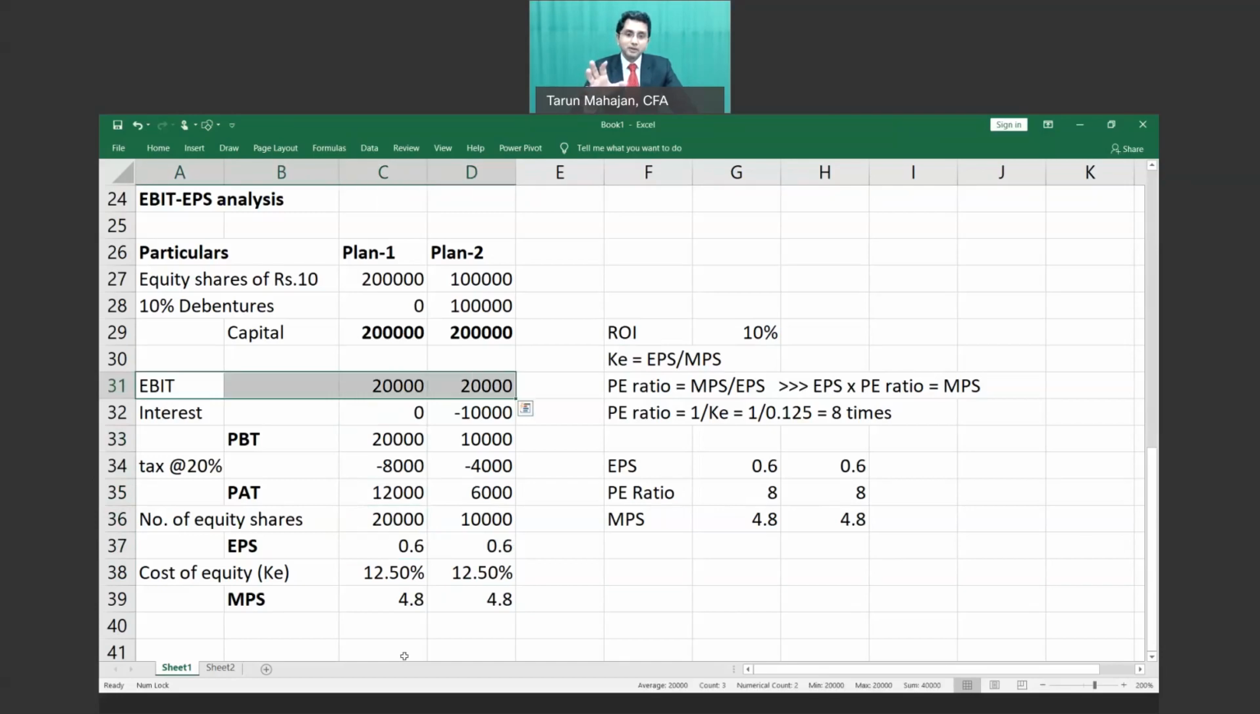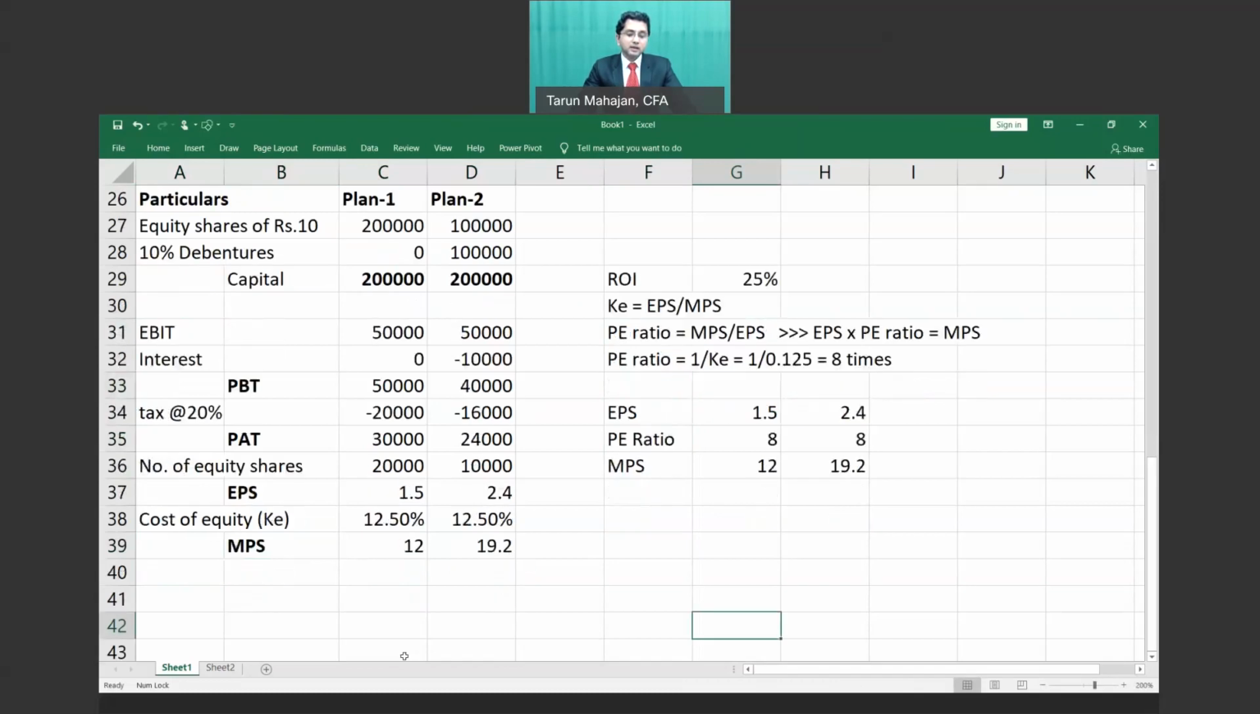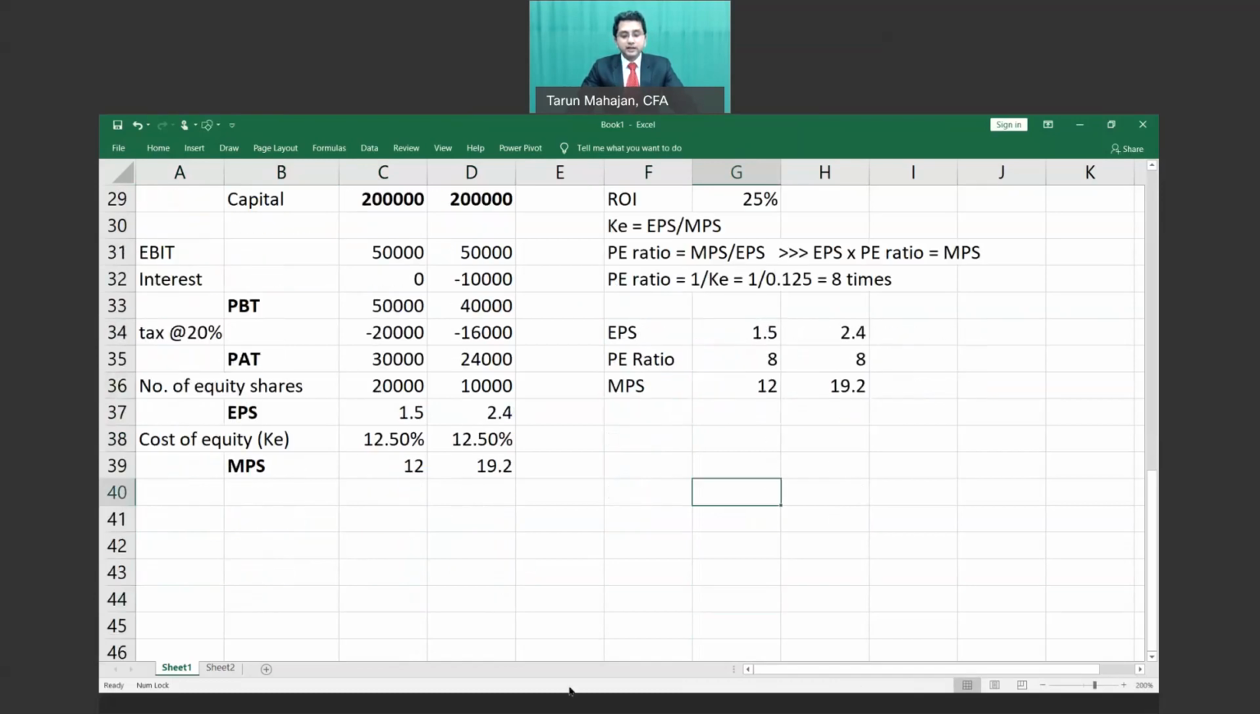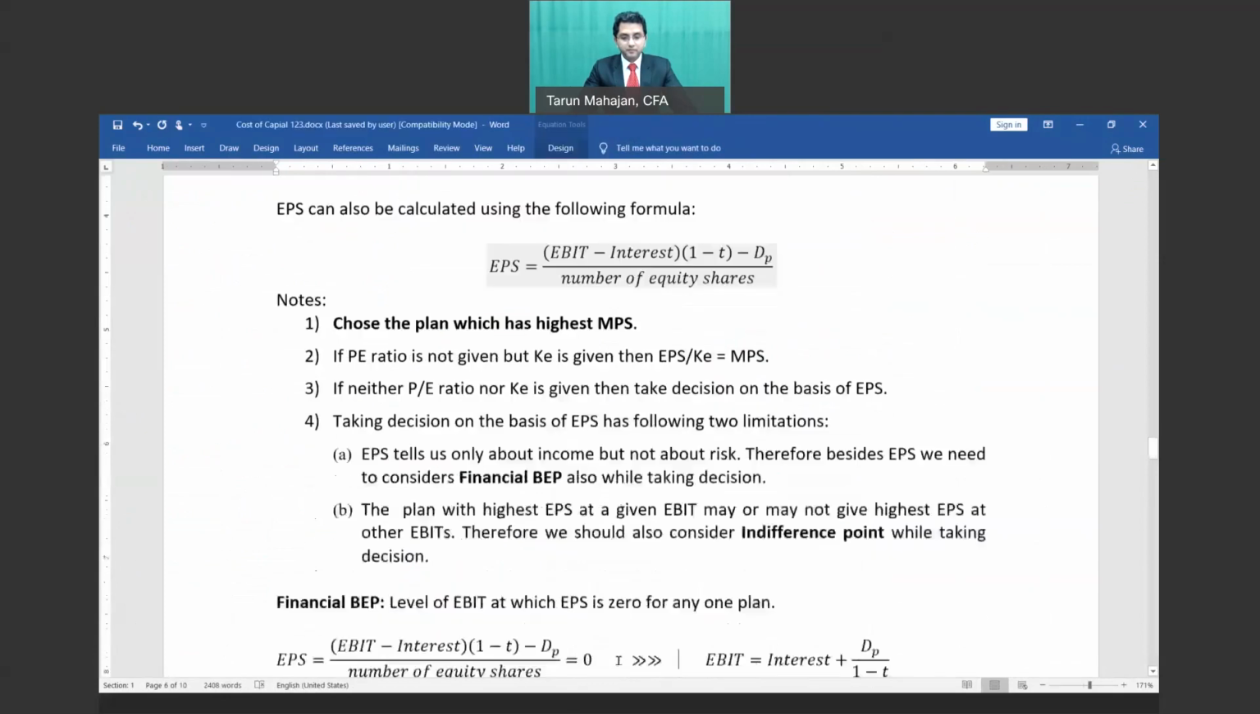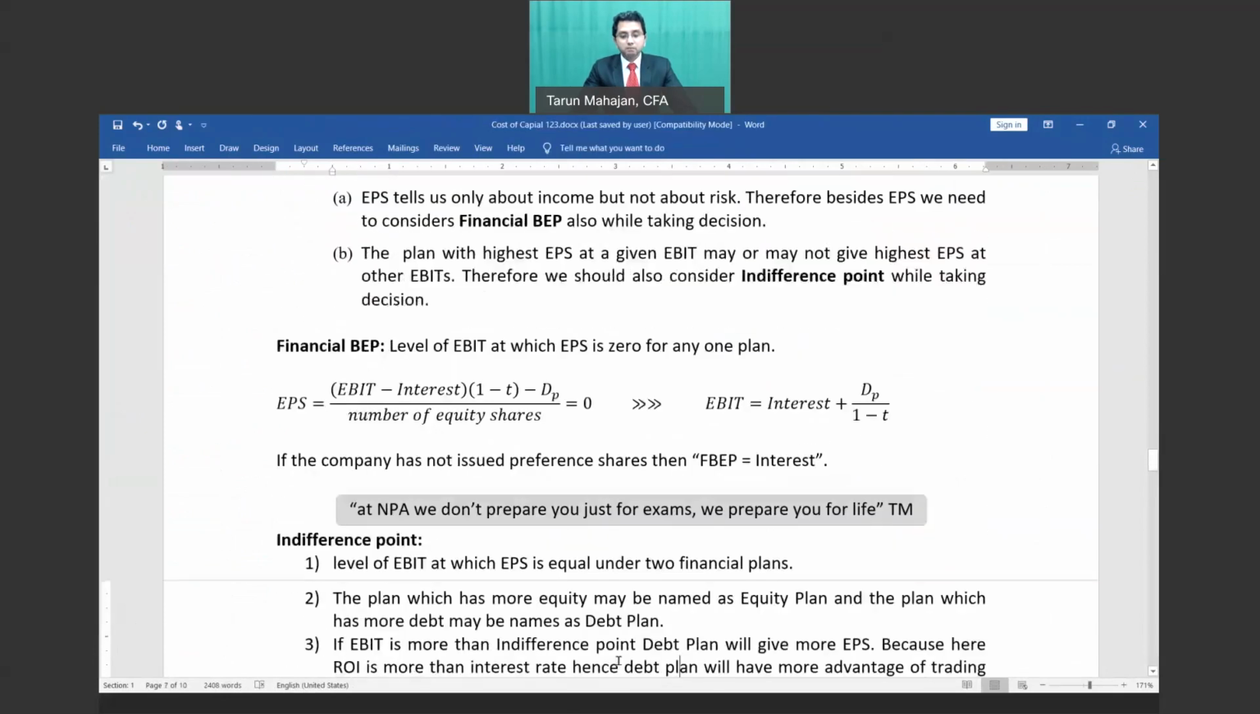In a simple question, you can say if ROI is equal to interest rate, see here interest rate is 10% and ROI is also equal to 10%. If ROI is equal to interest rate, in that case, there will be indifference. That is whether it is the pure equity plan or it is the debt plan, in both cases, I'll be getting the same result. So let me give you one definition quickly, and that is obviously the indifference point. And break-even point.